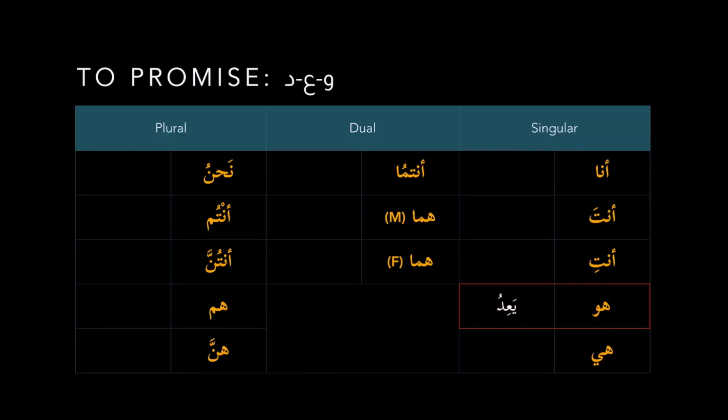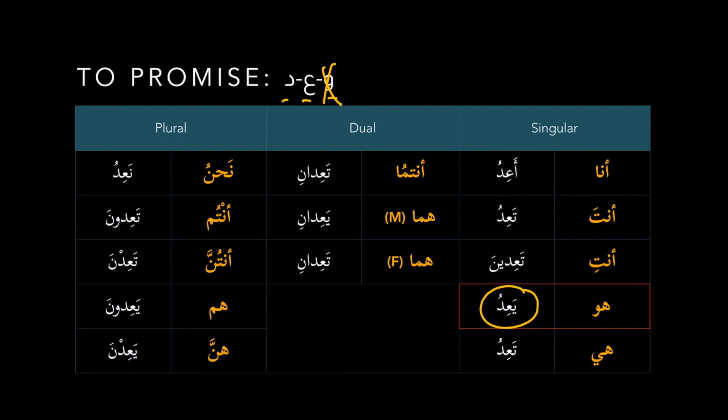Like we usually do, we look up the root wa'ada in the dictionary, and we get that the huwa conjugation is huwa ya'idu. Now notice that the waw, the initial waw in the root, completely disappears not only from the huwa conjugation, but from all the conjugations in the present tense. So with a little magic, we get all the other conjugations like ana aidu, anta ta'idu, anti ta'idina.